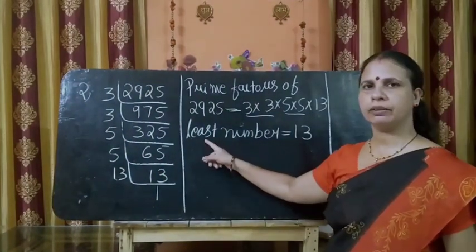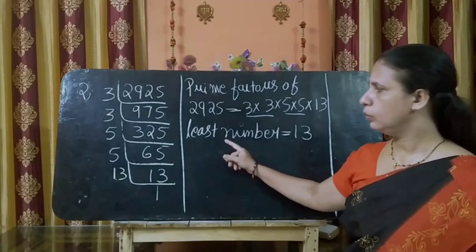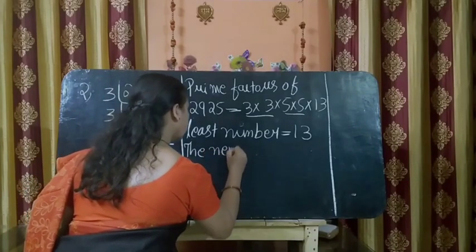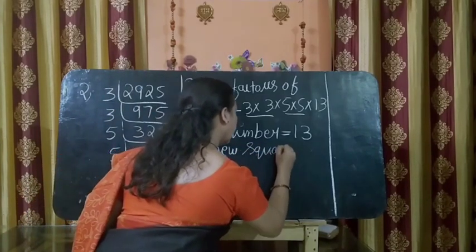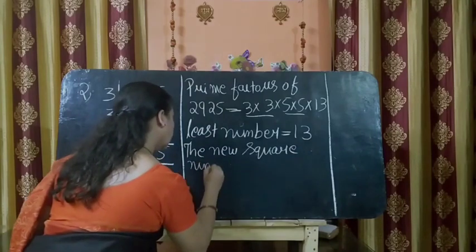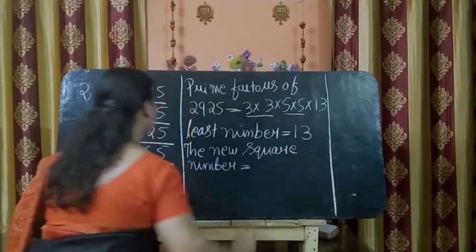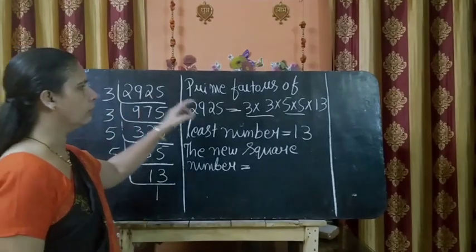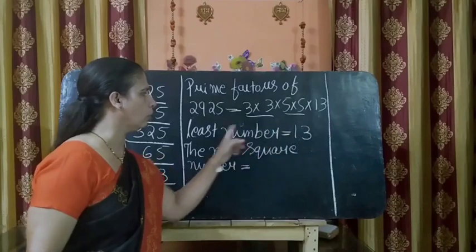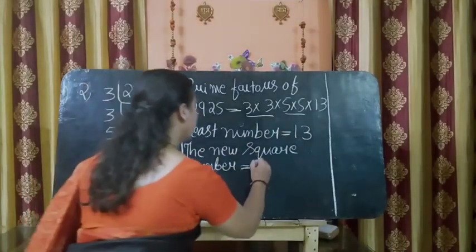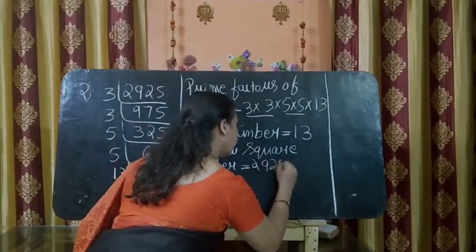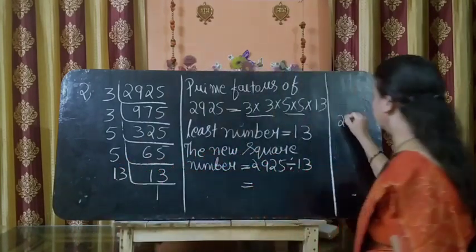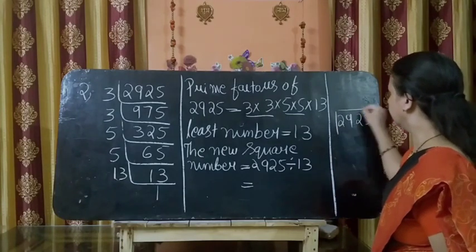Next we have to find the perfect square number. The new square number equals the given number divided by the least number or smallest number. The given number is 2925 divided by the least number. That is 2925 by 13.